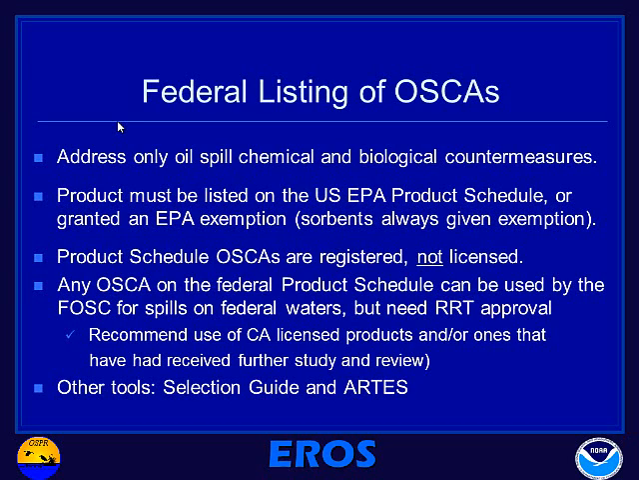Because our California licensing does a pretty thorough review, and because we've done a lot of the net environmental benefit analyses and trade-offs ahead of time, and have particularly spent a lot of time reviewing a couple of different kinds of dispersants, our recommendation is generally that we focus not on the whole suite of products that might be on the product schedule, but on the subset that have been further studied and reviewed. Generally those are the California licensed products. There's also a selection guide, and ARTES stands for Applied Response Technology Evaluation System. So there are a couple other tools that we can use for determining which ART to use in a given situation.